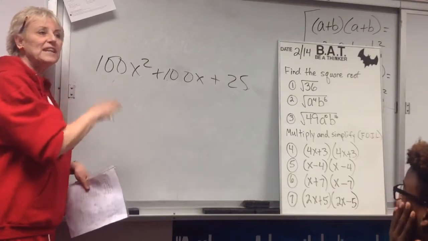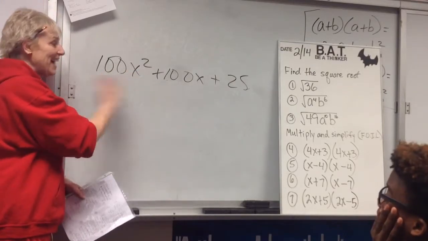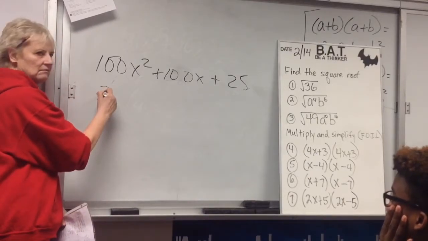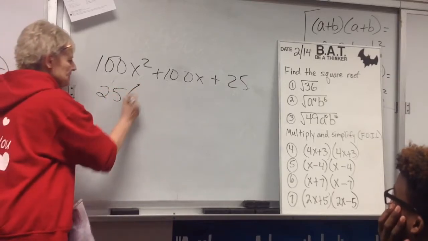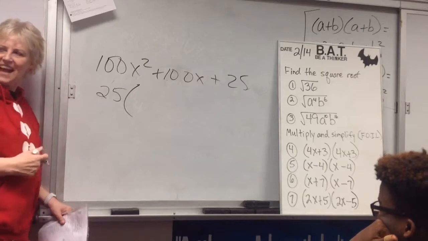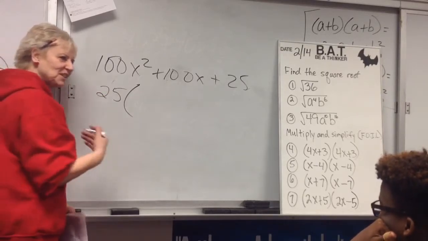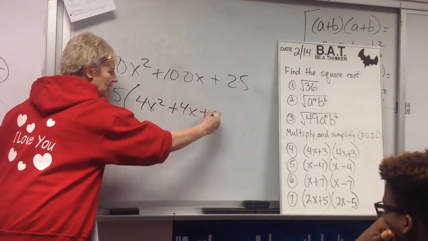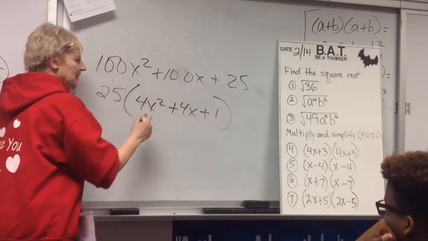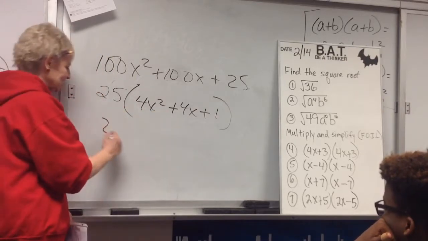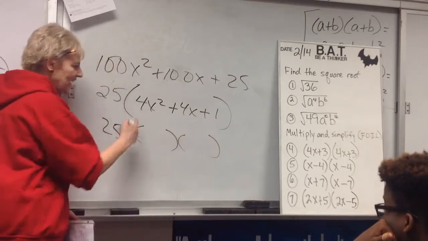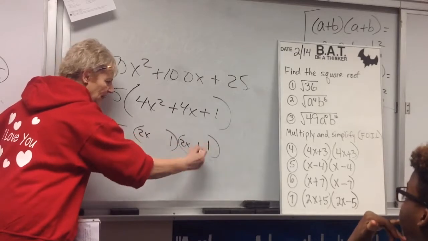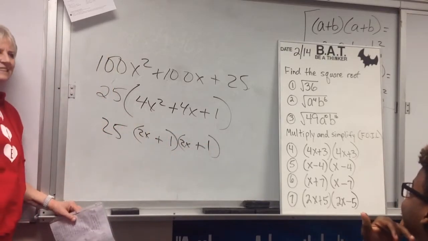Okay. If you get a perfect square trinomial that has a greatest common factor, let's get it out first. What's the greatest common factor? 25. Times 4x squared plus 4x plus 1. I knew it had to be a perfect square trinomial when I was done, so something was wrong. Now it's a perfect square trinomial. Square root of that, 2x. Square root of 1, 1. That's the final answer.